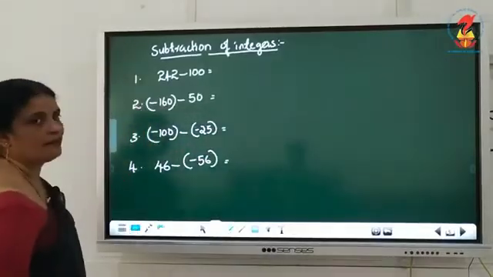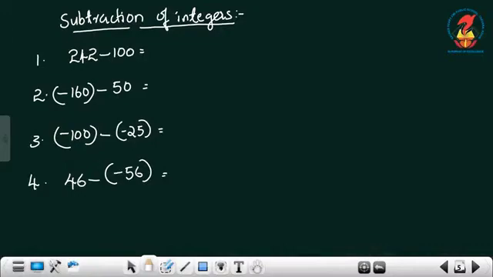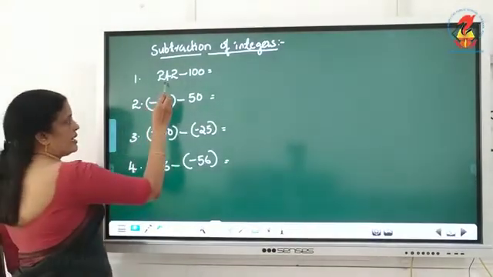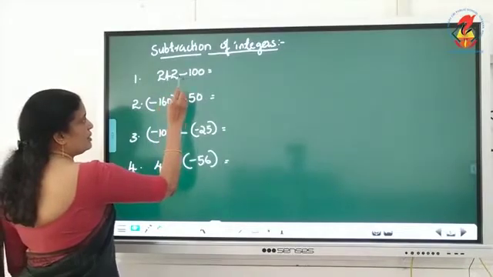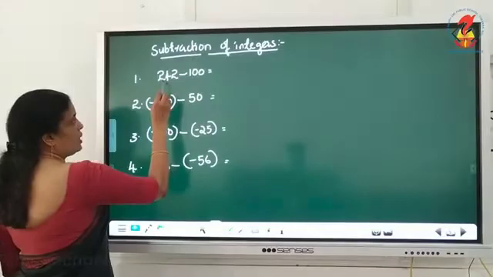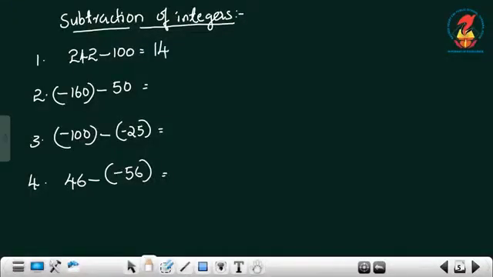Next topic, subtraction of integers. First one, question number 1: 242 minus 100. This is the greatest number, 242. You subtract 100, then 242 minus 100 equals 142.